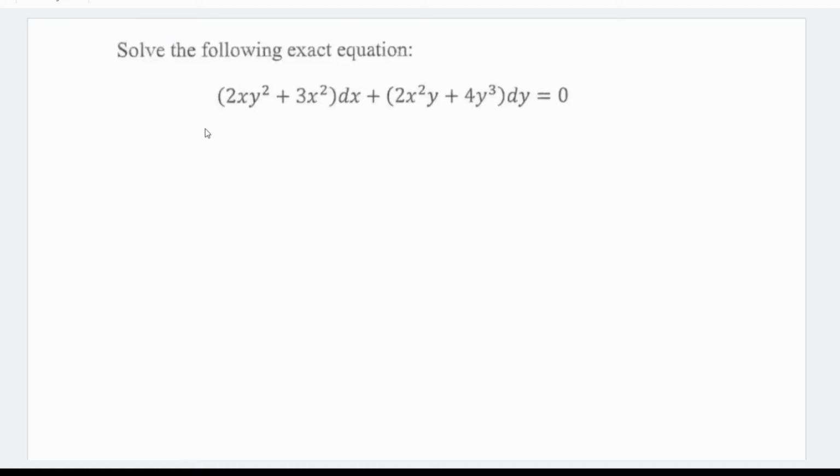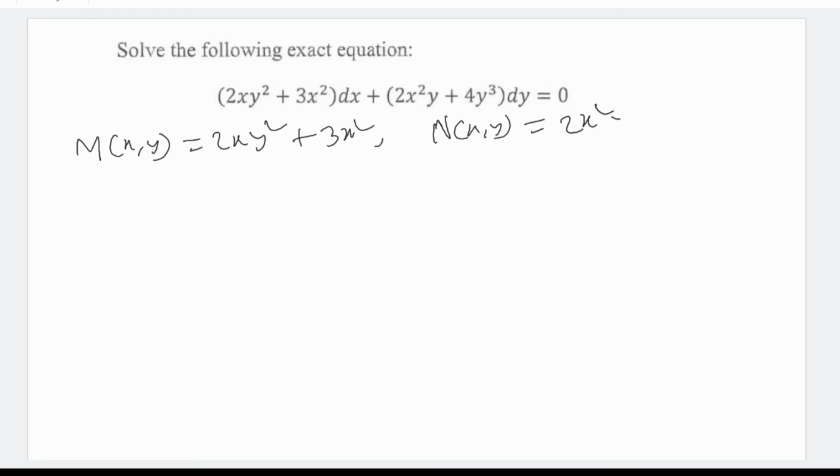Finally, we consider one more example to complete this method. So we consider the following equation. This is the exact equation already mentioned in the question. We have to solve this equation. So here we can see that M is equal to 2x y squared plus 3x squared, N is equal to 2x squared y plus 4y cubed.